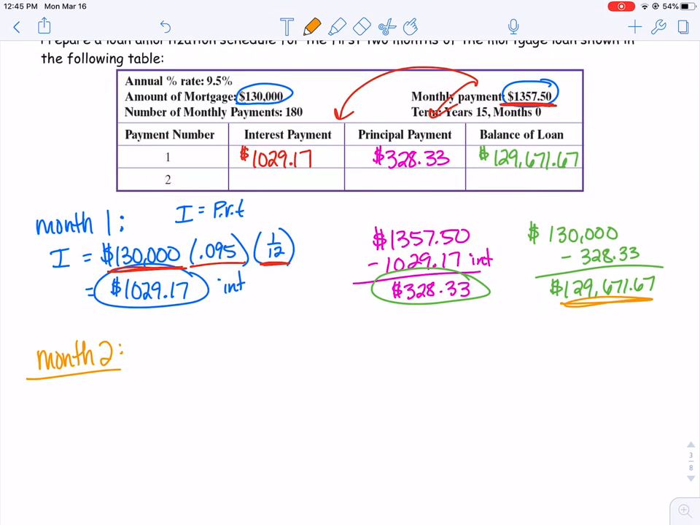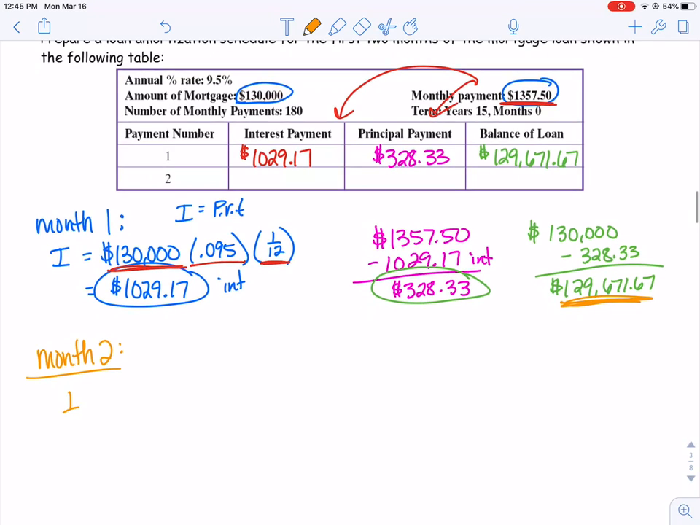So in month 2, my balance isn't $130,000. Remember, now it's only $129,671.67. On that amount, I'm going to be charged interest, right? So let's use our simple interest formula again on that new amount to figure out how much interest I'm going to be charged. So remember, I now only owe $129,671.67. I'm being charged a 9.5% interest rate on that amount, so 0.095.